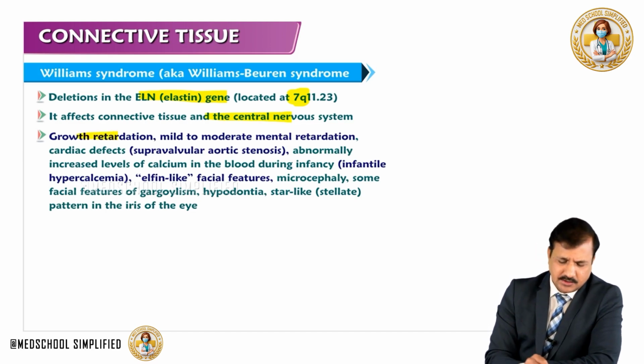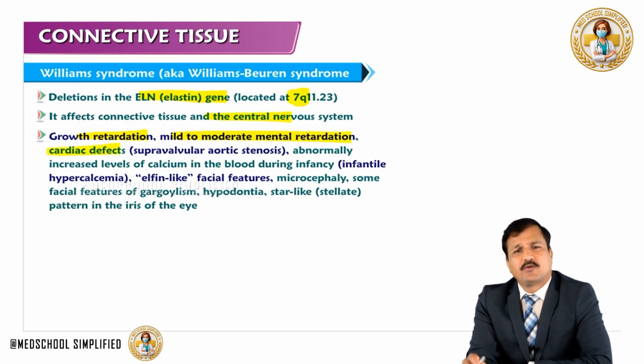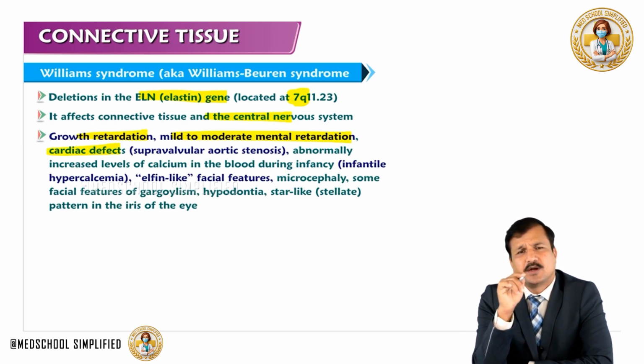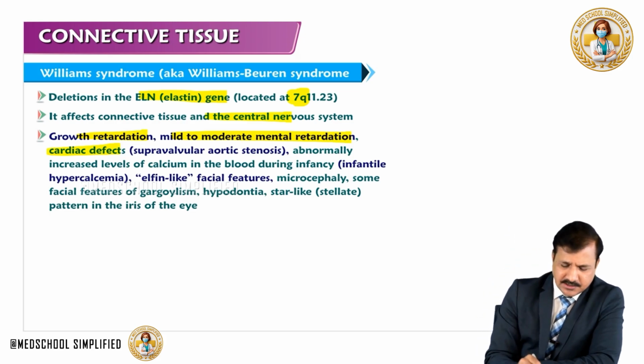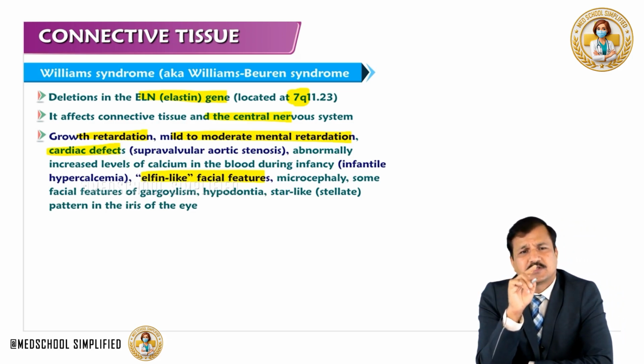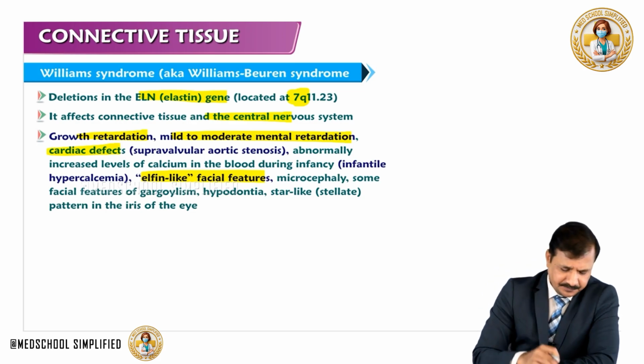So, patients will show growth retardation, mild to moderate mental retardation, and cardiac defects, specifically supravalvular aortic stenosis. Abnormally increased levels of calcium in the blood occur during infancy, and that's what is referred to as infantile hypercalcemia. Patients will show elfin-like facial features. Microcephaly, some facial features including gargoylism, hypodontia, and a star-like or stellate pattern in the iris of the eyes are seen in Williams syndrome. Remember, this is because of a mutation in the gene that codes for elastin, that is the ELN gene.